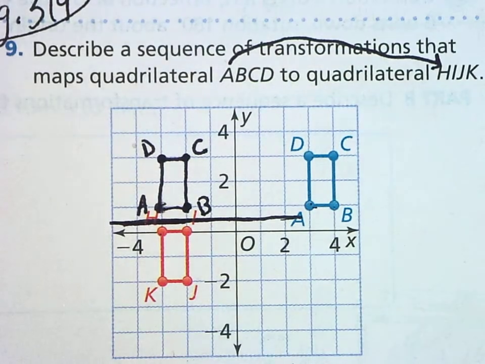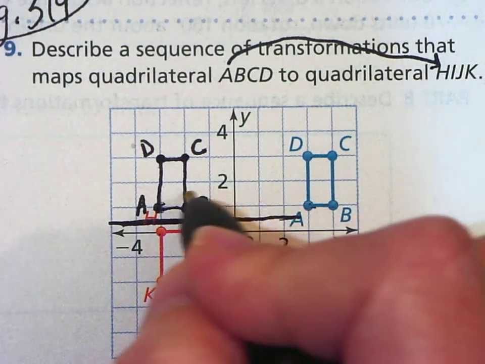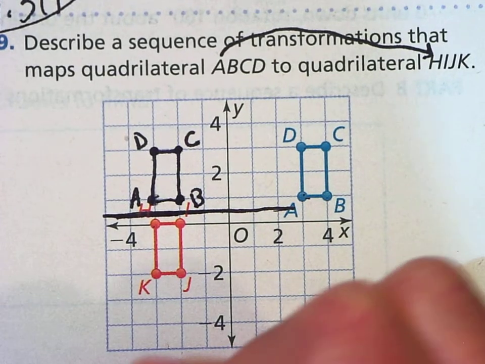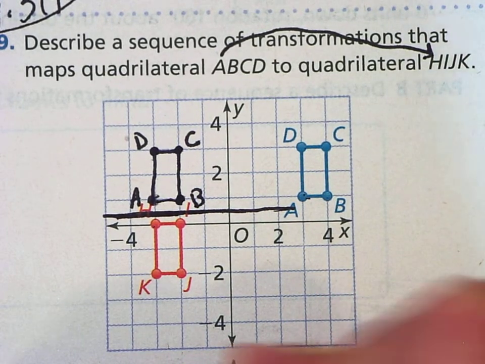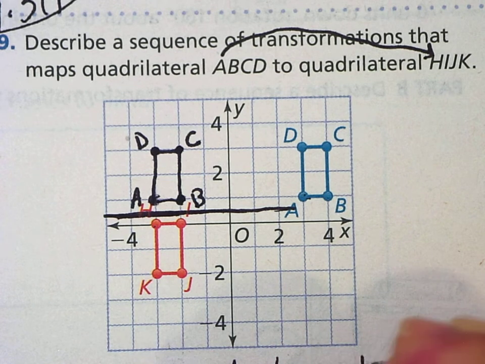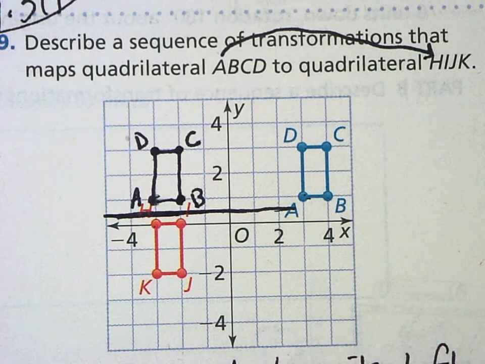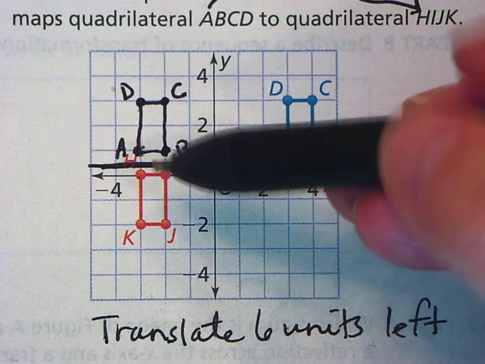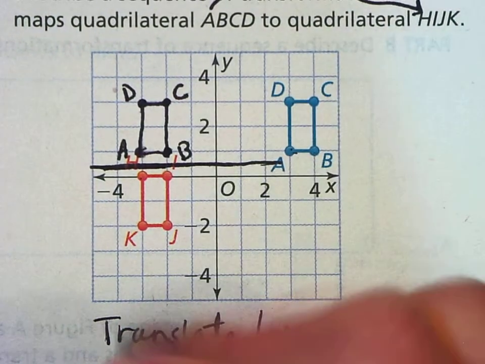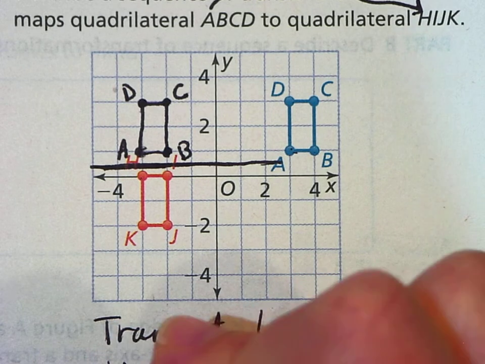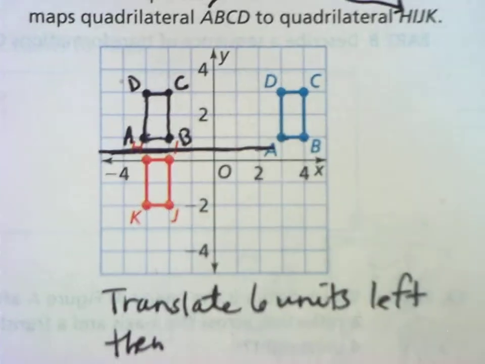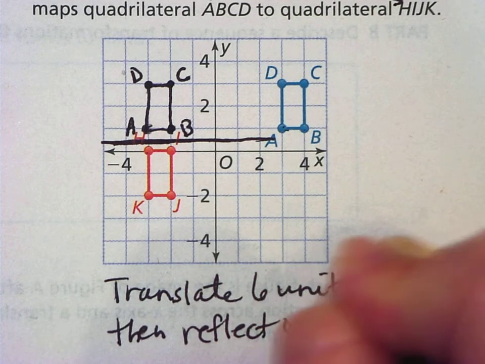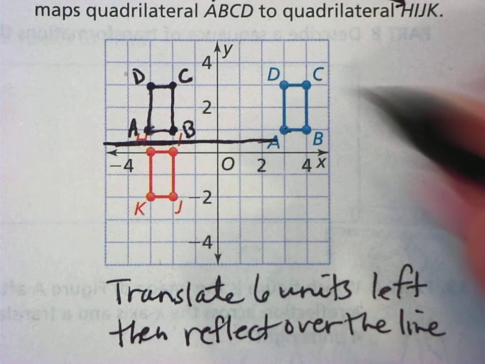So if I first translated 6 units over and it landed there, so translate 6 units left, that would be my first in the sequence, translate 6 units left. And now I'm going to reflect over, so then reflect, hold on, let me zoom out a little bit, then reflect over the line. Now I just need to name this line.